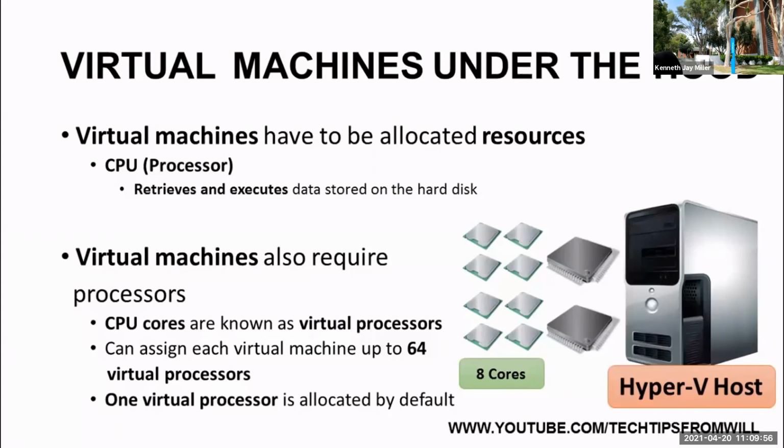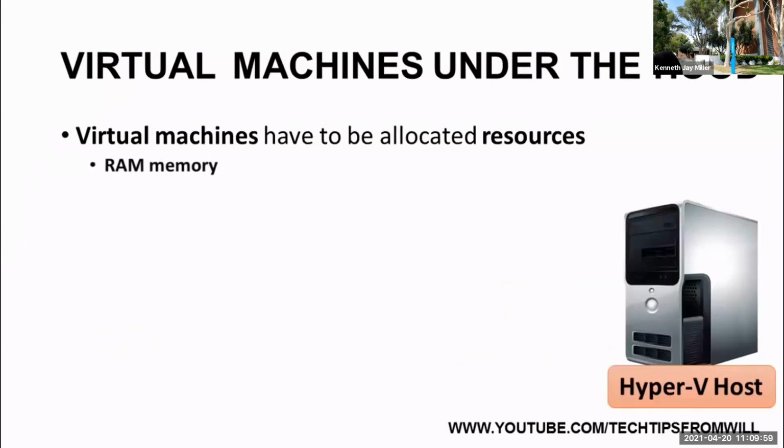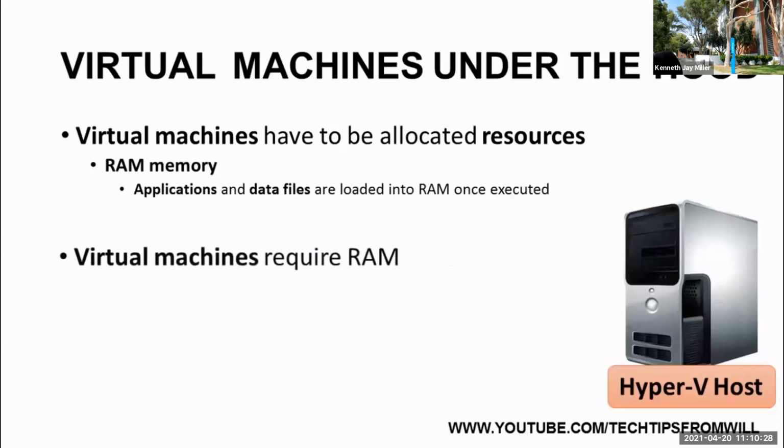The next resource to allocate is RAM memory. On a physical computer, when an application or data file is opened, it is retrieved from the hard disk and is loaded into RAM. Once loaded into RAM, you are then able to use it. Theoretically, the more RAM you have installed, the more programs and data files you can have open and running at the same time. Since virtual machines are computers, they too require RAM to run the applications you install onto them.